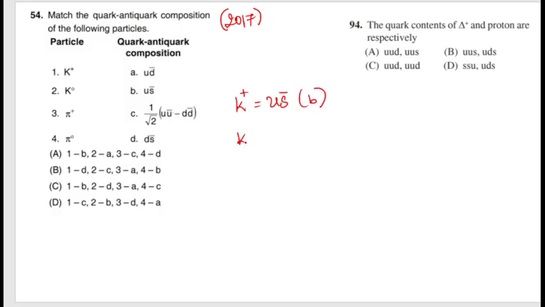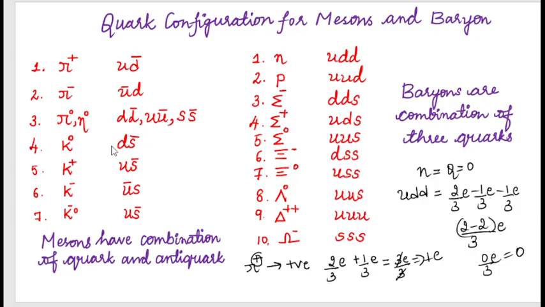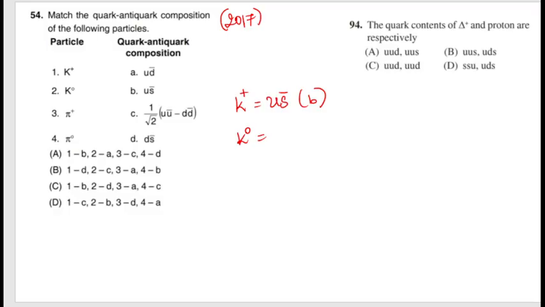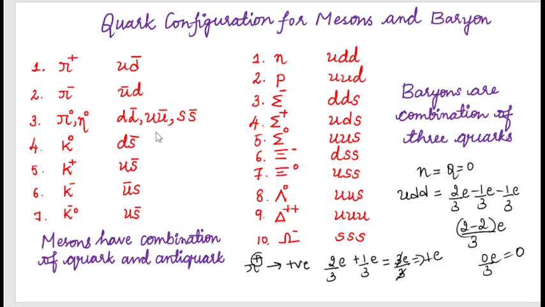Next, for K0, let us go back to the slide and see. For K0, it is D S bar. Okay, for K0, it is D S bar, that is option D. Likewise, pi positive. Pi positive is what? And pi 0. Let us go back to the third slide and see. Pi 0 is D D bar, U U bar, or S S bar.